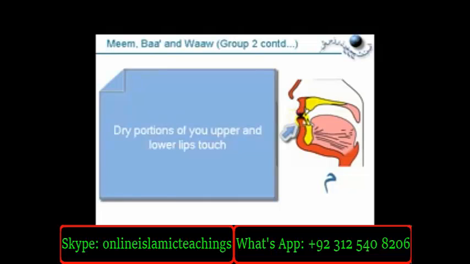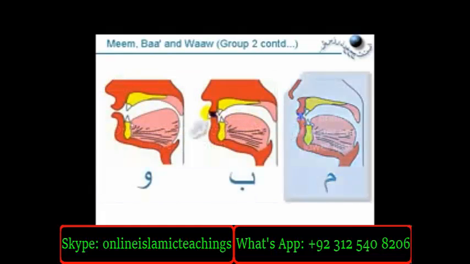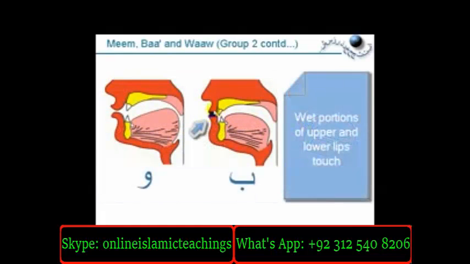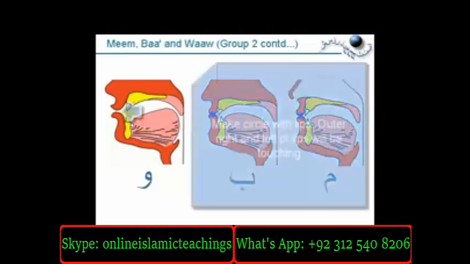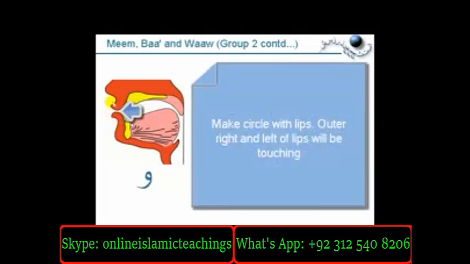So say meem. When you say ba, your lips come together, but it's the wet portion or the inner parts of your lips that actually touch. So say ba. And when you say waw, you make a small circle with your lips, and it's only the two outer right and left parts of your lips that are actually touching. So say waw.